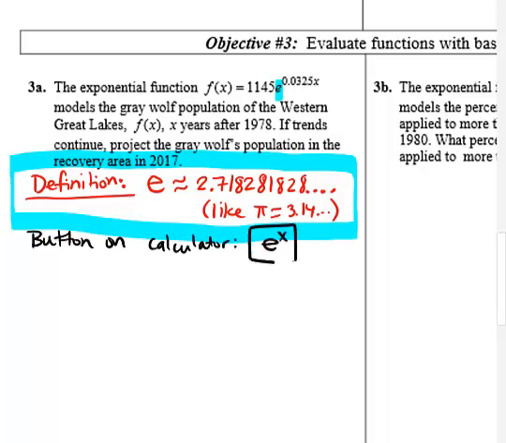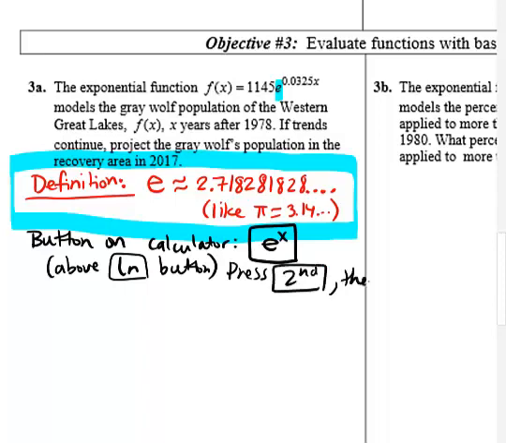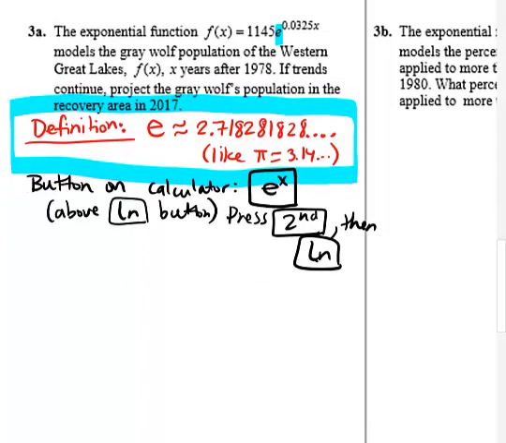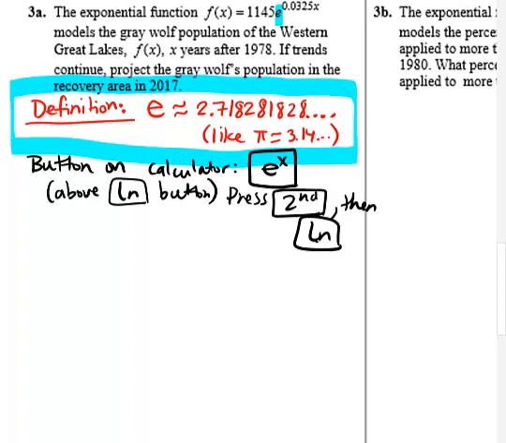I think mine's not exactly on one of the buttons. I have a TI-30 here. It's above one of the buttons, above the LN button. So I'd have to press second and then the LN button. That'll highlight what's above that button. Mine's in blue writing. If yours is in another color, it'll highlight that one. So anyway, all that to say, now we can actually figure out what this problem's talking about.